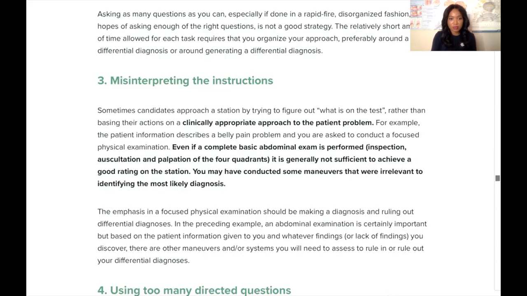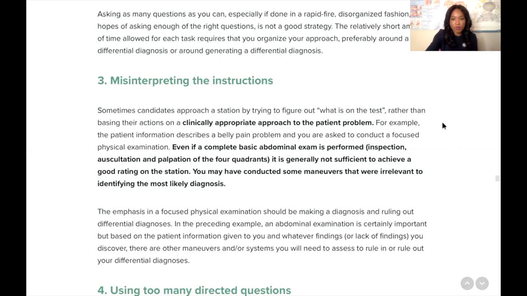Then misinterpreting instructions is very important. When you are in a station, you want to identify the problem of the patient, and with the problem of the patient, you want to address it at that time. So you don't want to just go into an exam and misinterpret what the instruction is telling you. For example, if it is a case of abdominal pain, you know that the pathology might not necessarily be in the abdomen. It might be in another system. So even if you've done your abdominal examination, you might not get all the scores required because you have missed another system that could lead to your diagnosis. Maybe you have to check the mouth, the hands, the feet, and all that.